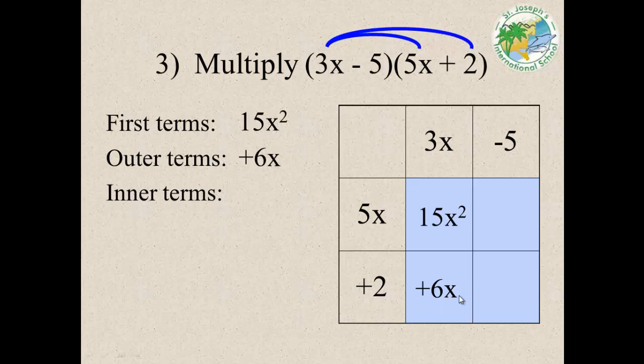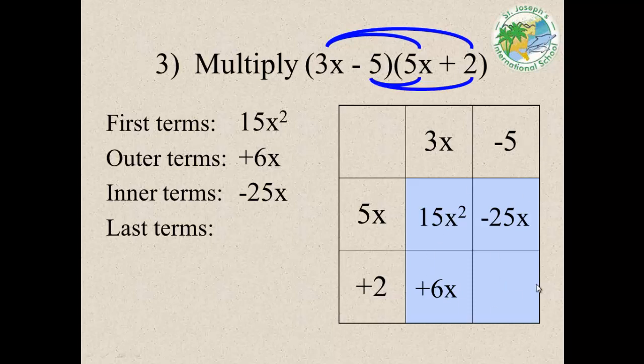Inner terms, negative 5 times 5x is negative 25x. Last terms, negative 5 times 2 equals negative 10. Fine? Okay.